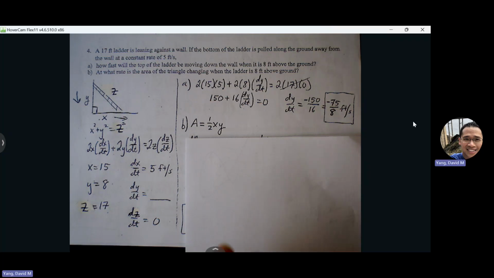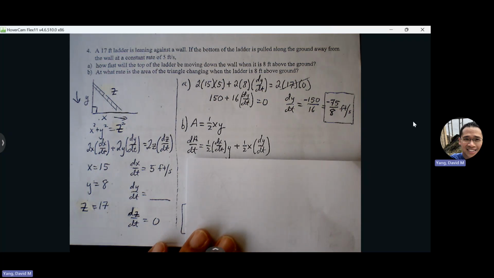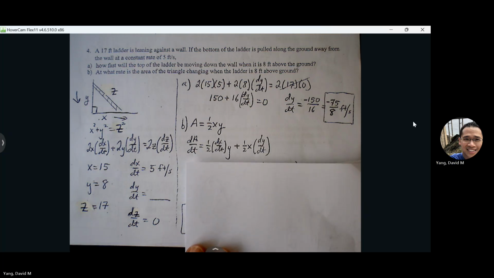Any questions with part A? In this case, because it's the ladder, that ladder is going to stay the same length all the way through. When you do the product rule, you can keep the 1/2 on the outside, or you can let the 1/2 be part of the x. Either way, it'll still come out to be the same.